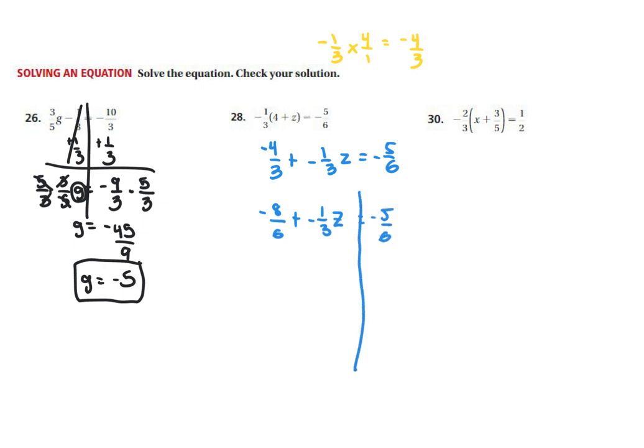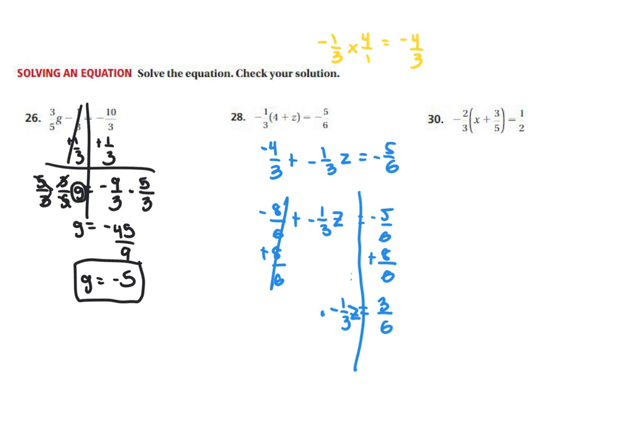And now we can solve. We'll add 8/6 to both sides. And we'll end up with negative 1/3 z, and negative 5/6 plus 8/6. Oh, let me rewrite this. Negative 1/3 z equals 3/6.